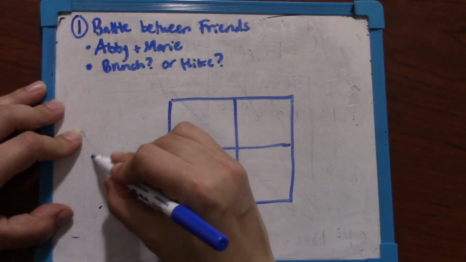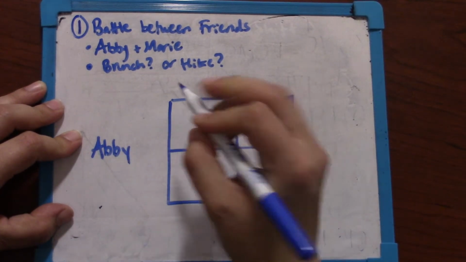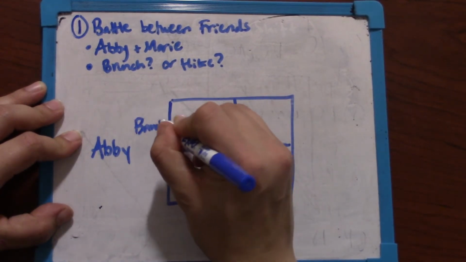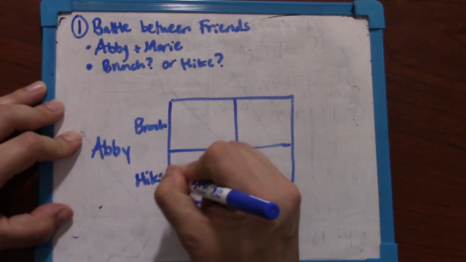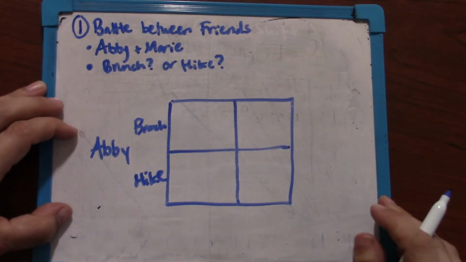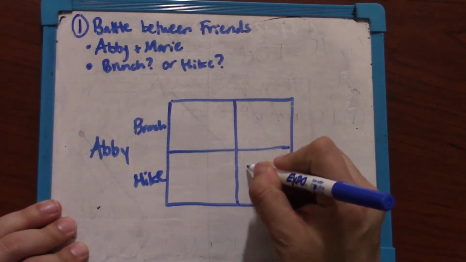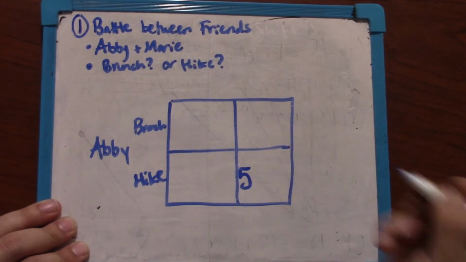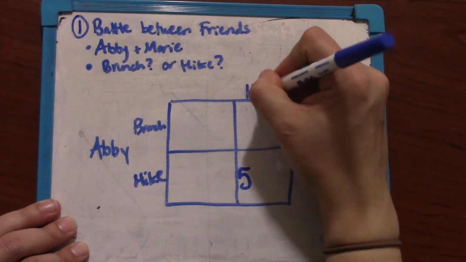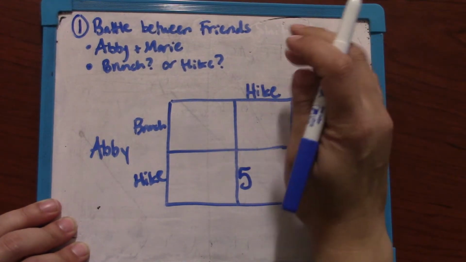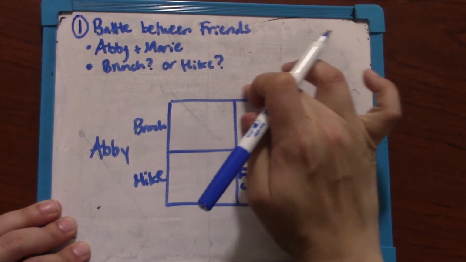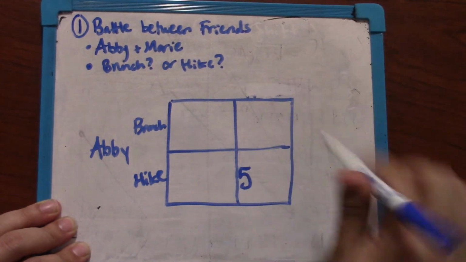Say that Abby is player one. She's choosing brunch or hike, and she really likes hiking. So if she goes hiking with Marie, she gets a 5. Say that's pretty happy for Abby. We don't know how happy of a person she is.